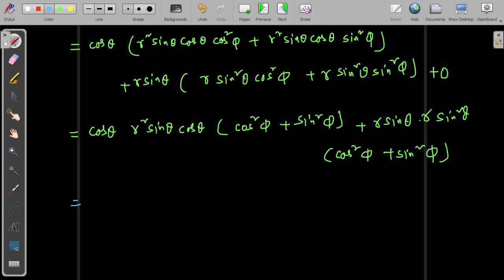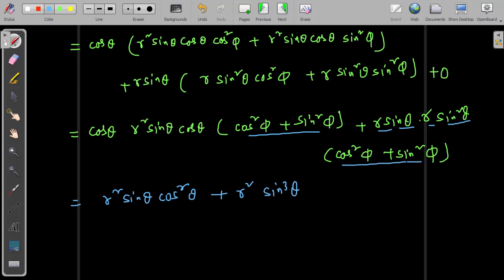If we apply this fundamental rule, you are left with r square cosine theta multiplication again, so r square sine theta times cosine square theta. Again this is anyhow 1, I am not writing, plus again here we have r times r square, sine theta times sine square theta, which will be sine cube of theta. Anyhow this is 1, I'm not writing. Because sine square phi plus cosine square phi is a fundamental trigonometric identity whose value is 1.